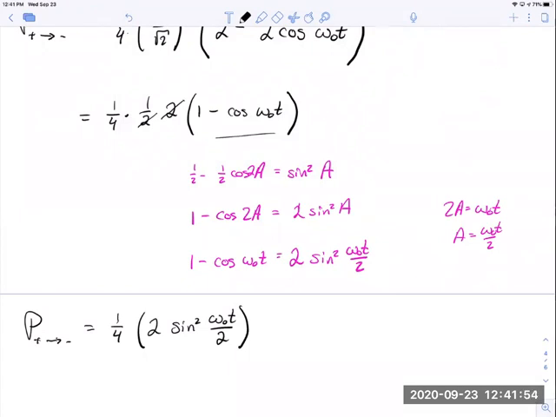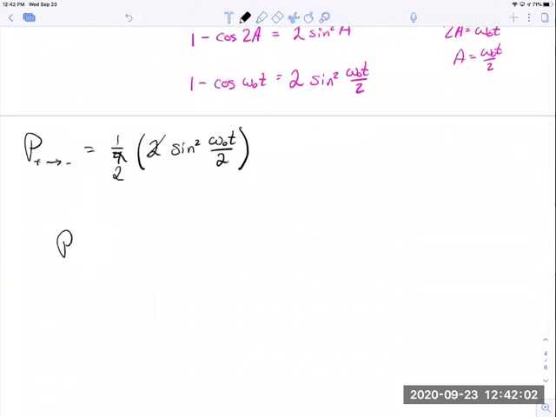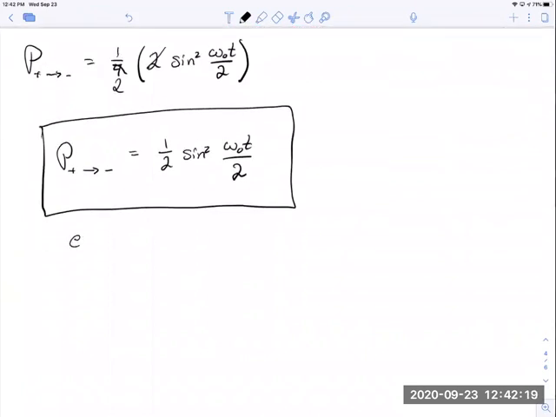What happened to my notes? Oh, there they are. And then this 2 cancels one of these. And so I am left with the probability of starting in a plus state and later measuring it as a minus state of 1/2 sine squared omega naught t over 2. This is the final answer. This is an example of Rabi's formula.